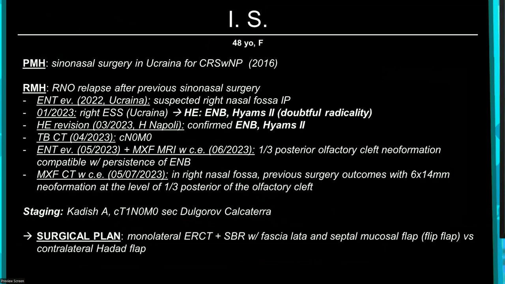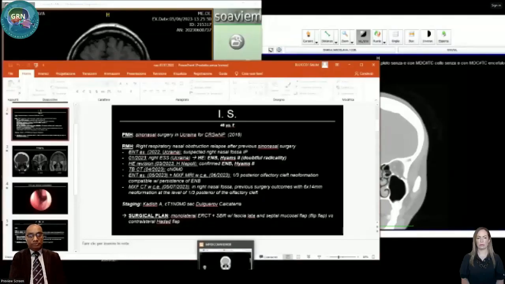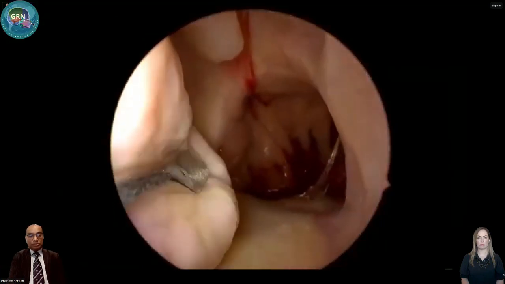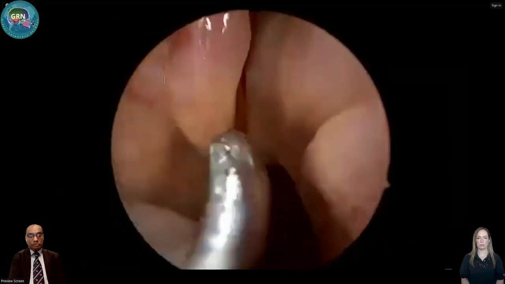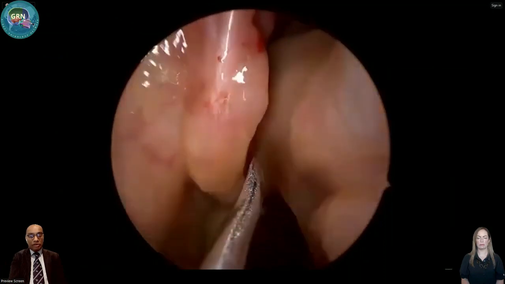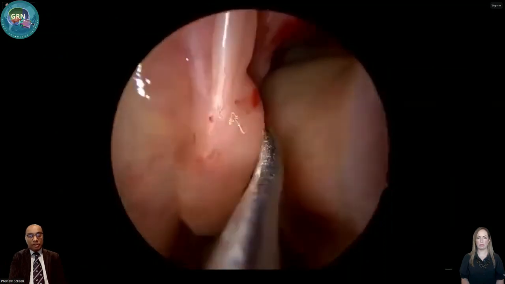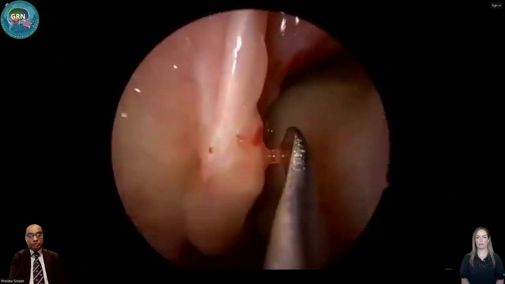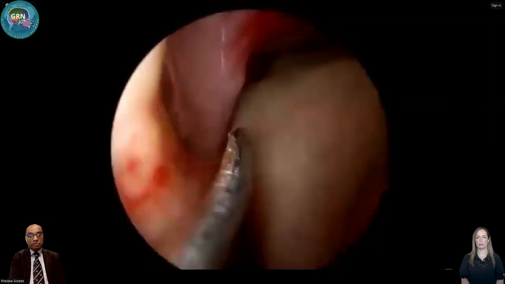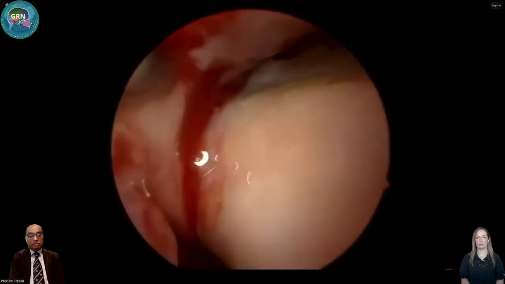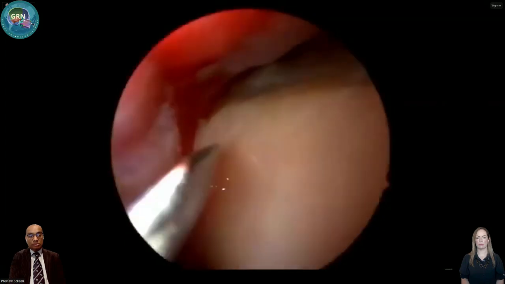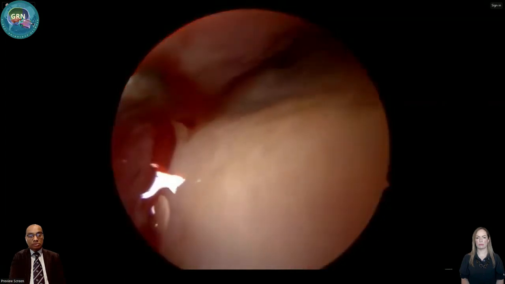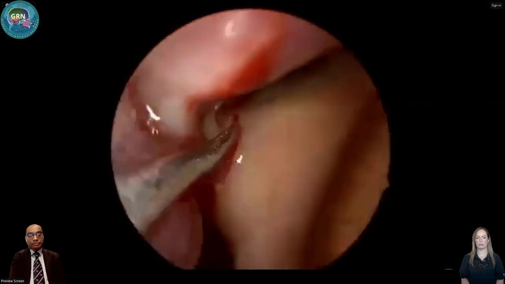So now I show you the right nasal fossa, inferior turbinate, and now the eustachian tube. Can you see, Ashok? Yes, we can see the tail of the middle turbinate. The tail of the superior, the tail of the supreme turbinate there, and the natural ostium of the sphenoid.